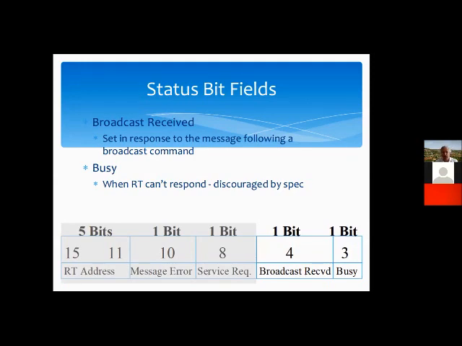Okay, so in that case, how does the bus controller know that the broadcast was received? And the answer is it can send the same get last command or last status, and then to a particular RT, and then that RT will respond, and if the previous command was a broadcast, then this bit will be set. And that way the bus controller knows that the previous command was a broadcast.